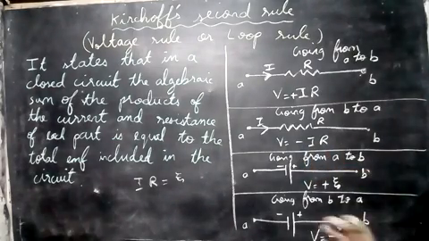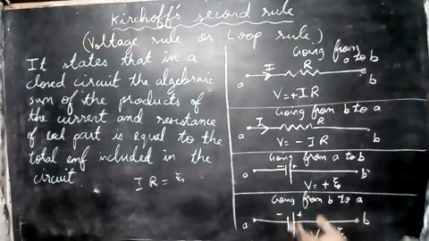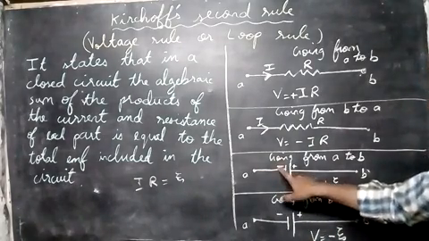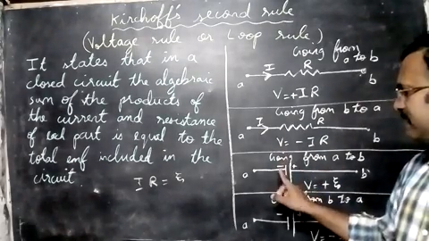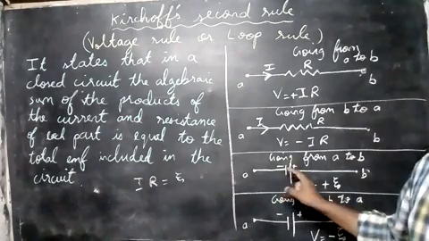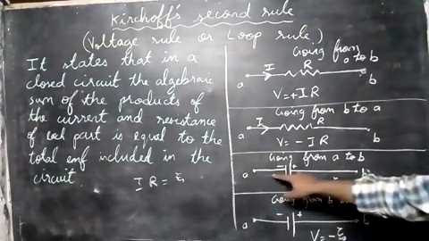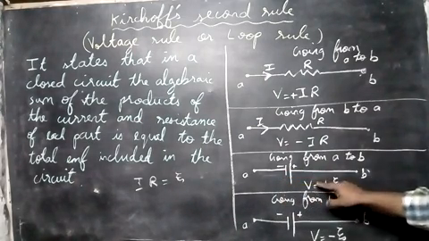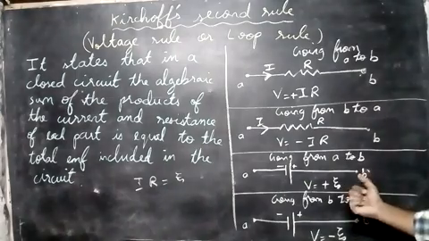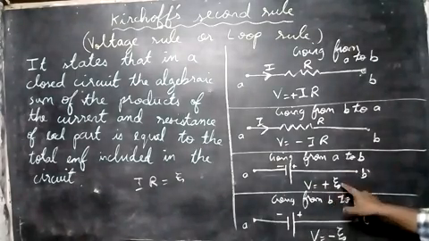Next, sometimes you may have a cell or battery. See here, this is a minus and this is a plus. The minus is at a lower potential and the plus is at a higher potential. As you go from lower potential to higher, from minus to plus, from left to right, the EMF increases, so we must take it as positive. So V is equal to plus ε.